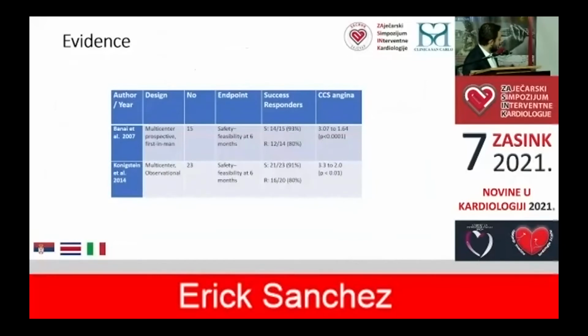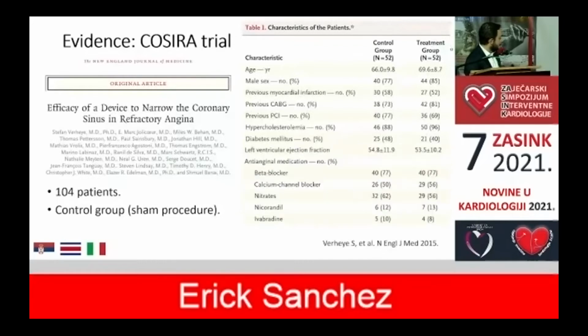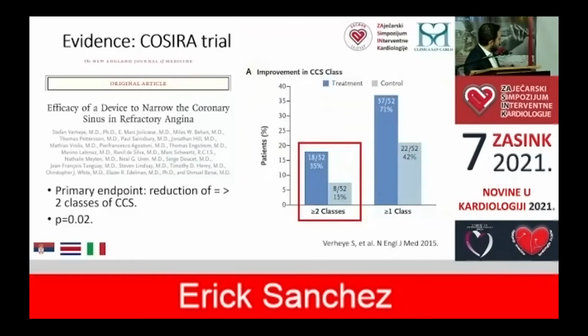This is the first study in men in 2007, and it took 7 years until the next study in 2014. After these two small studies, there was a trial published in the New England Journal of Medicine. They took 100 patients with similar characteristics with a class of angina 3 or 4, and randomized them. The primary endpoint was an improvement of 2 or more classes of angina.